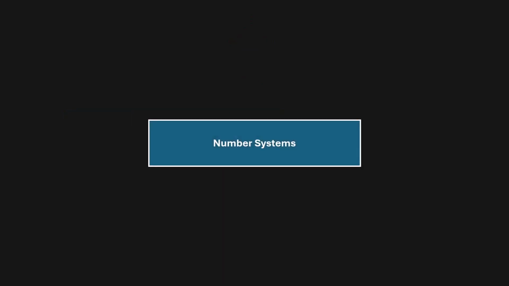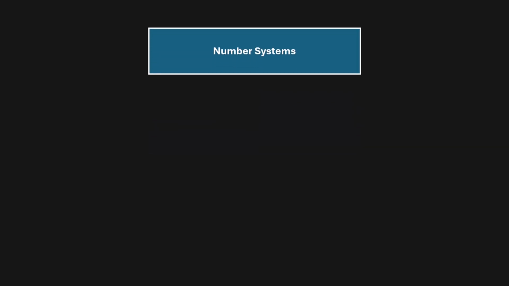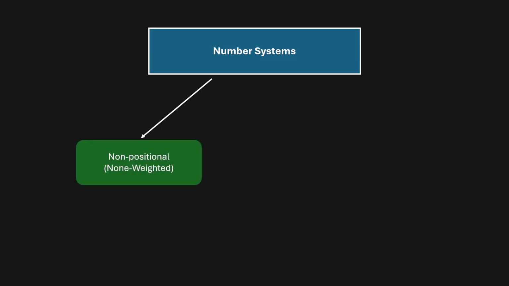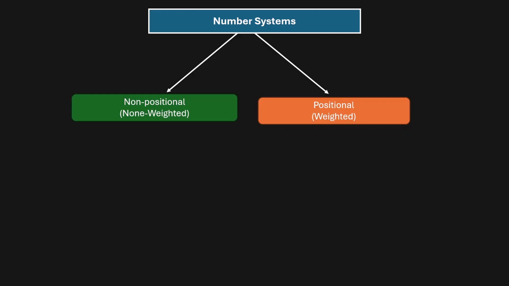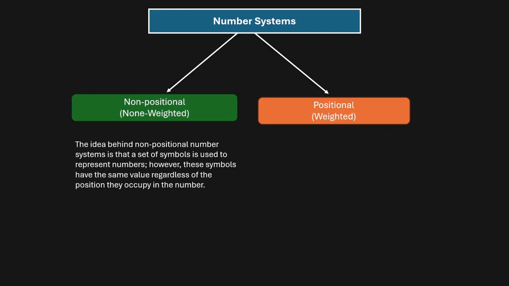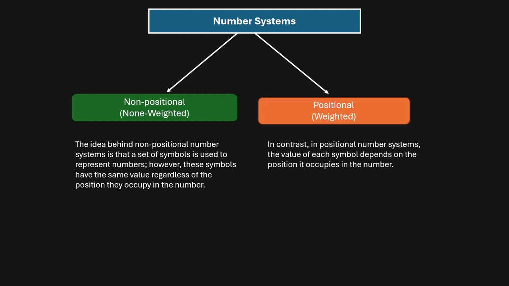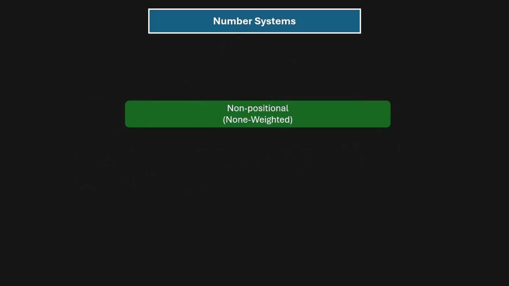What is a number system? A number system is a method for representing numbers and performing operations on them, which is basically divided into two parts: non-positional numbers and positional numbers. The idea behind a non-positional number system is that a set of symbols is used to represent numbers. However, these symbols have the same value regardless of the position they occupy in the number. In contrast, in a positional number system, the value of each symbol depends on the position it occupies in the number. Let's examine these two parts in detail.